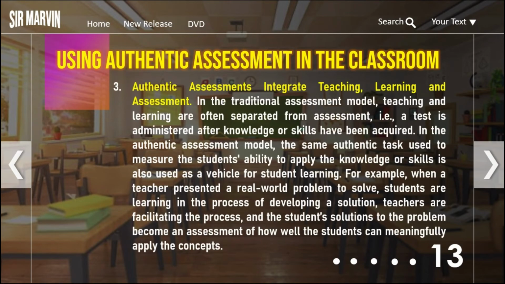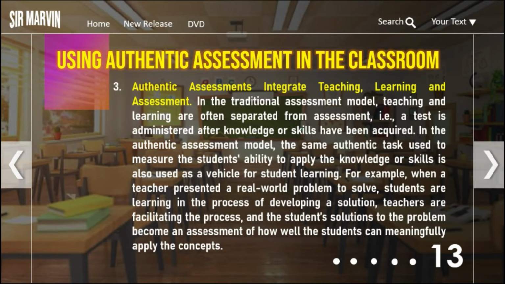Number 3, authentic assessments integrate teaching, learning, and assessment. In the traditional assessment model, teaching and learning are often separated from assessment. A test is administered after knowledge or skills have been acquired. In the authentic assessment model, the same authentic task used to measure the student's ability to apply the knowledge or skills is also used as a vehicle for student learning.